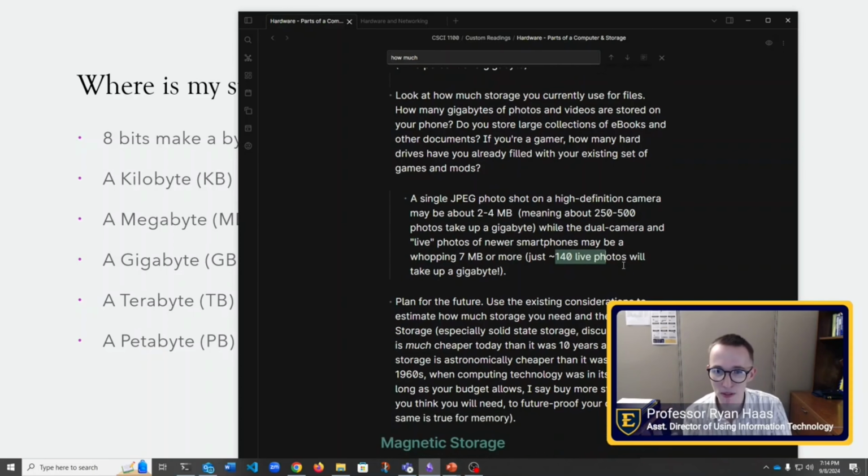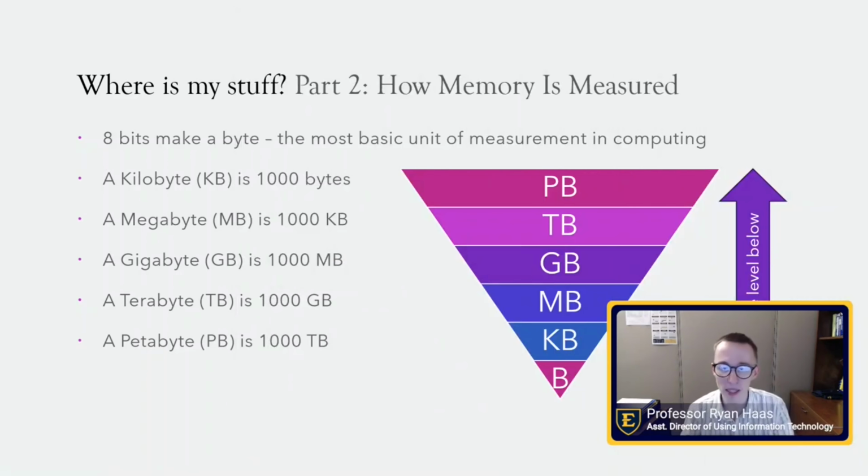And then plan for the future. Use your existing considerations to estimate how much storage you need, and then throw in some extra, right? Storage is much cheaper than it was 10 years ago. It's astronomically cheaper than it was in the 1960s. So as long as your budget allows for it, I say buy more storage than you think you need, and a little bit more RAM or memory to future-proof your device so it lasts longer. Investment.